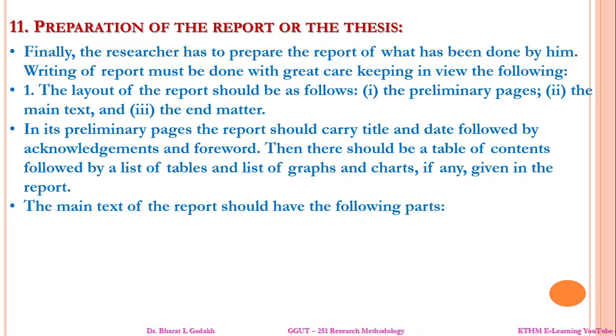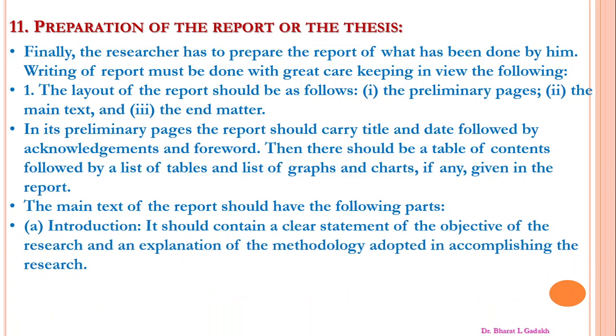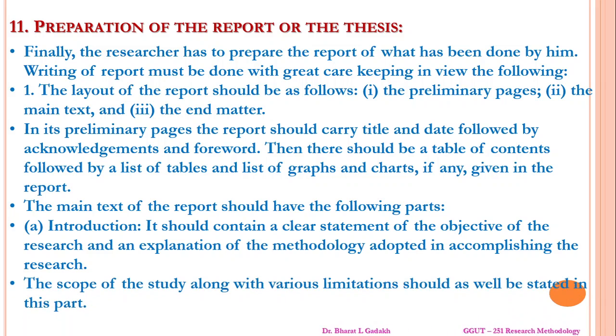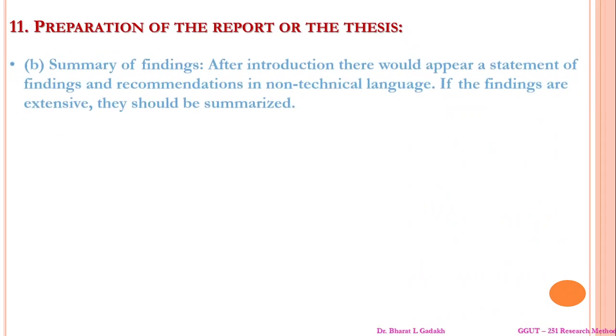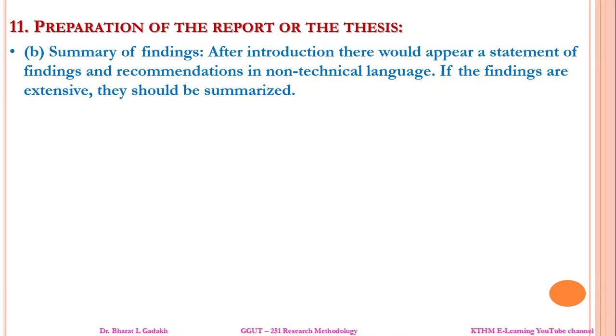Now, the main text of the report should have the following parts. Introduction. It should contain a clear statement of the objective of the research and an explanation of the methodology adopted in completing the research. The scope of the study along with various limitations should as well be stated in this part. Now, a summary of findings. After the introduction there should appear a statement of findings and recommendations in non-technical language. If the findings are extensive, they should be summarized.